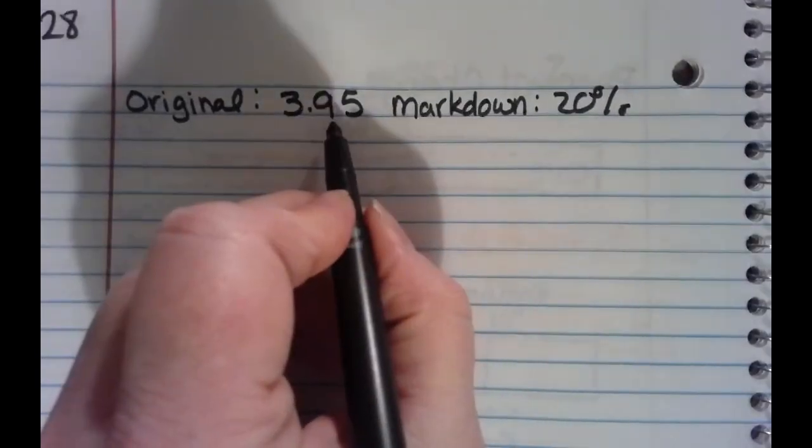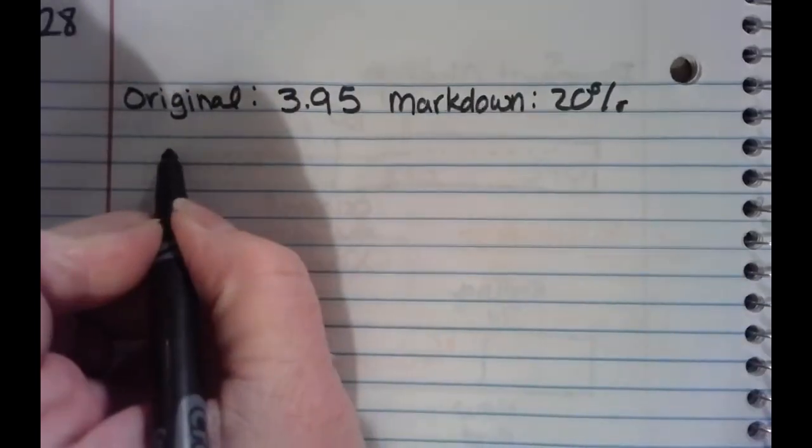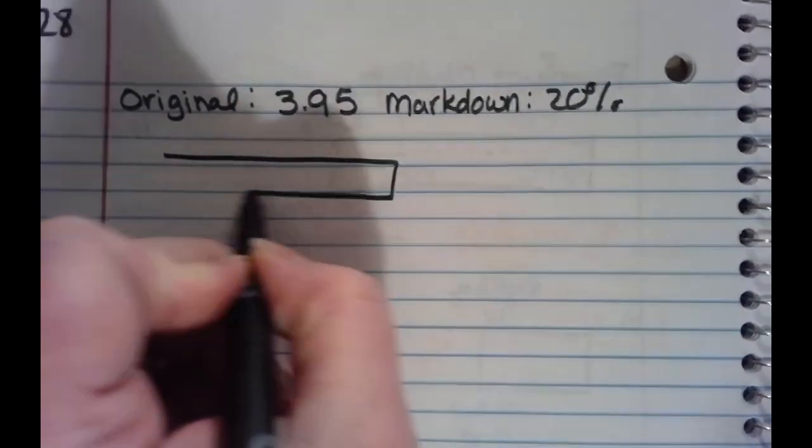Now, what if we are looking at a markdown? So again, we're still given the original and we're given the increase or decrease percent, but now we're looking at it going down instead of up. So we're going to do the same thing. We have a $3.95 item and they're going to mark it down 20%. Maybe it's on sale. So we're going to draw our tape diagram.